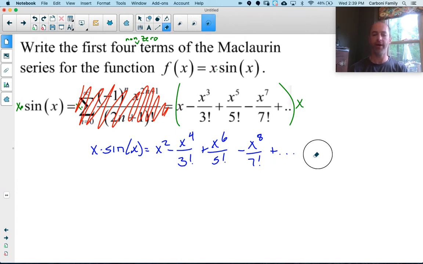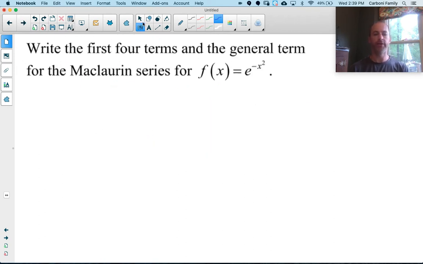So I will not write the dot, dot, dot, which makes me realize I made a mistake, because this series, because I terminated it, I did not go on forever. It is no longer equal to x sine x. It is now an approximation for x sine x. Little technicality there. Okay, so here's a similar one, right?